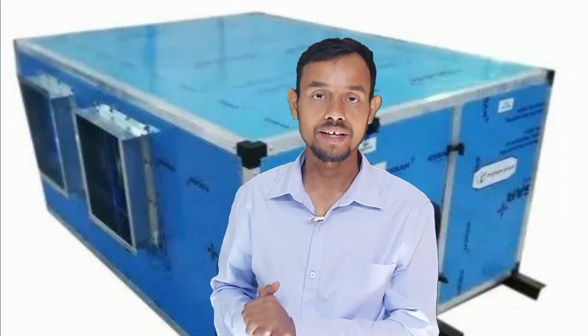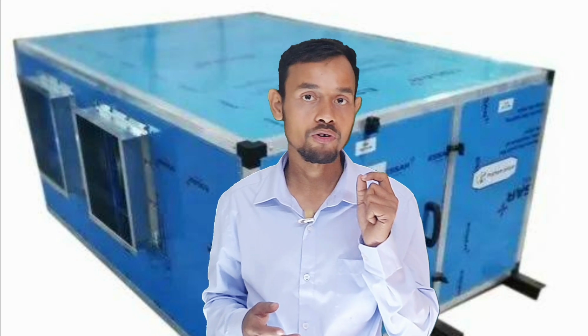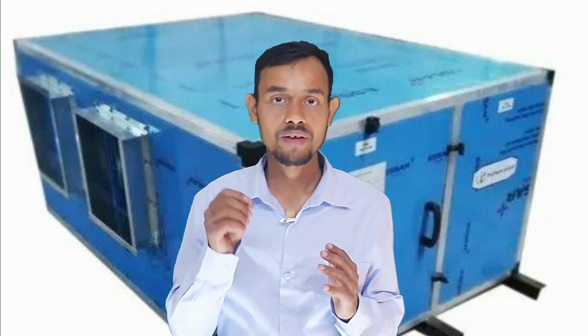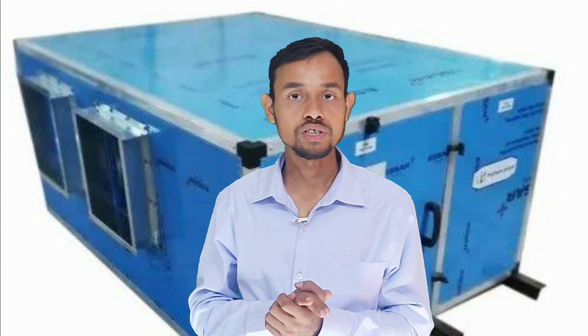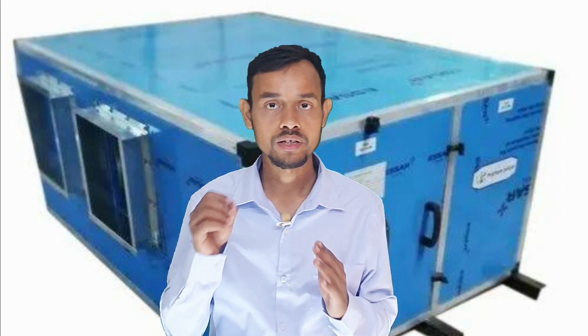Okay friends, we can divide AHUs into two types based on where they are installed. The two types of AHU are the floor mounted AHU, first, and the ceiling suspended AHU, second. Floor mounted AHU is also called FMAHU, and ceiling suspended is CSAHU. Floor mounted AHUs are popular for the following advantages. Let's see the advantages of floor mounted AHU.